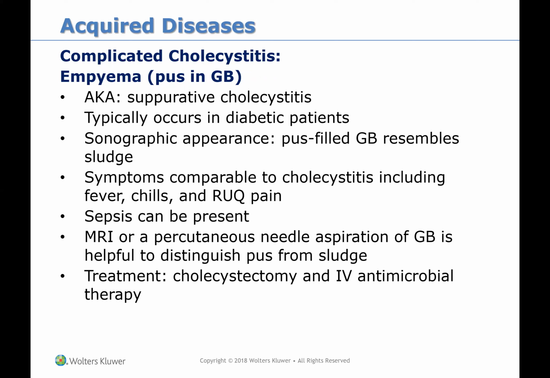It typically occurs in diabetic patients. You're going to have a pus-filled gallbladder that resembles sludge, but the patient is going to present with symptoms of cholecystitis more than just sludge, because a lot of people don't have the fever or positive Murphy sign, or the nausea and vomiting, just with sludge. But if you're getting the fever, chills, right upper quadrant pain, and you see this pus-filled gallbladder, you have to think maybe there's something more going on. Sepsis can be present.